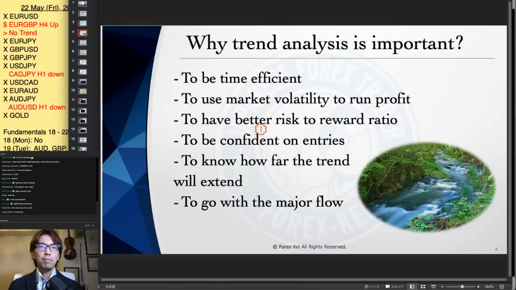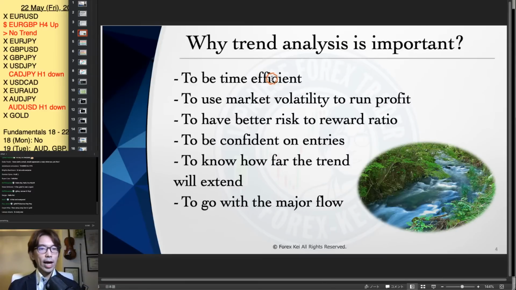So trend analysis is important to be time efficient, because when you ride on the trend, most likely the price will go up or down stably. And in that way, you can be time efficient. But when you take trades in the range, the price can go up and down, and sometimes you make money, sometimes you lose money, sometimes break even.